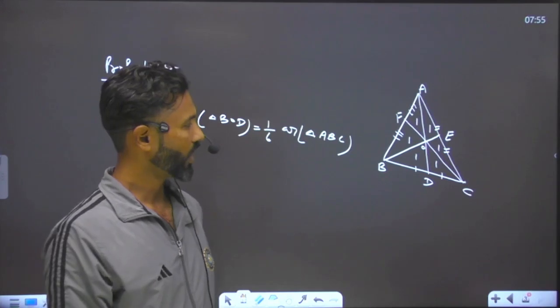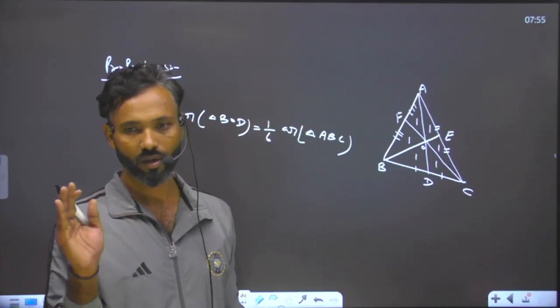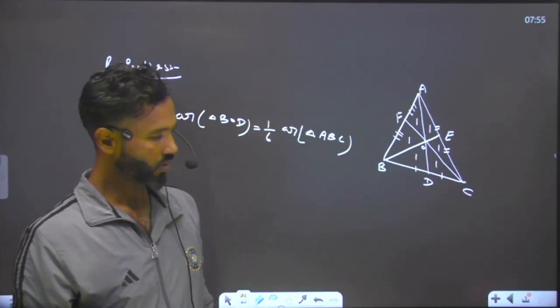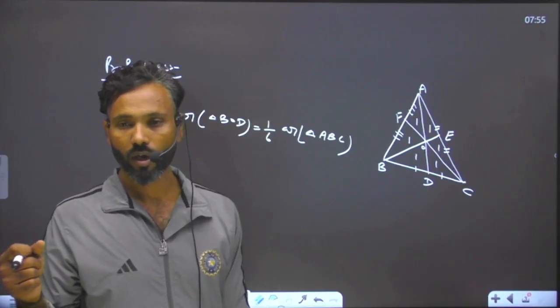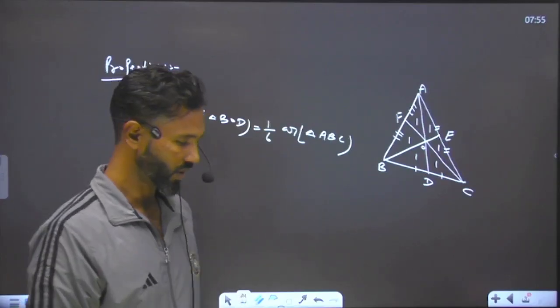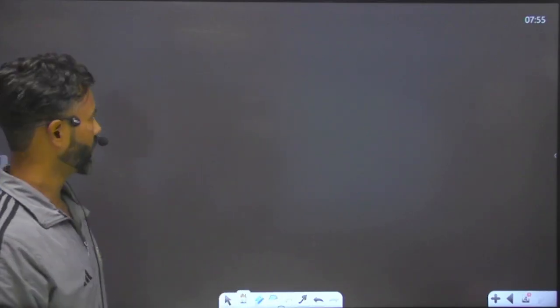Understand that? So you have to remember this, that all three medians will divide the entire triangle into 6 equal parts. And this property will be used in simplifying or solving many kinds of questions which have been asked in previous years. So now we will discuss the next property.